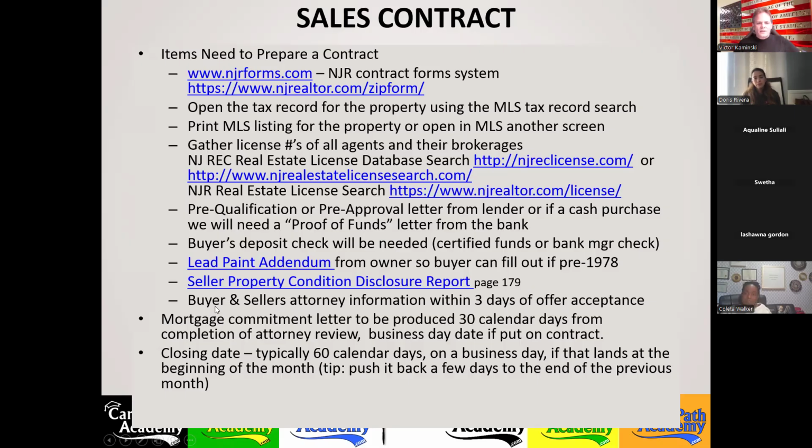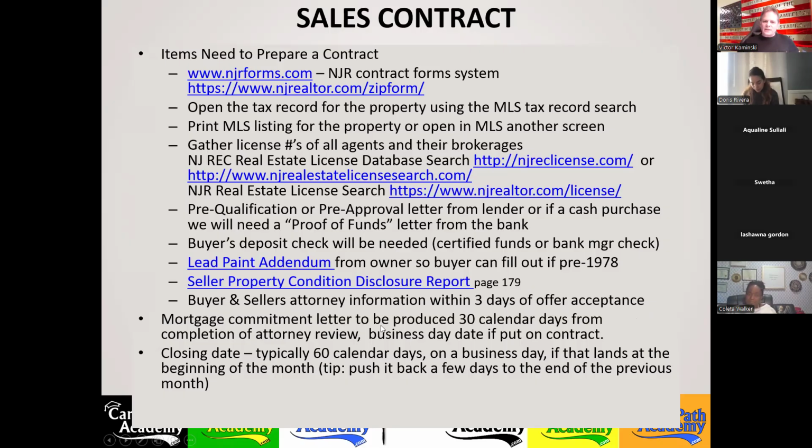So the buyer and seller's attorney information should be gathered because remember, if the offer that you're submitting is accepted, you've got 3 business days to start attorney review. So you should be asking that buyer, do you know who's the attorney that you want to use? Do you have their contact information? We're going to need that. Or start looking. You've got 3 business days.